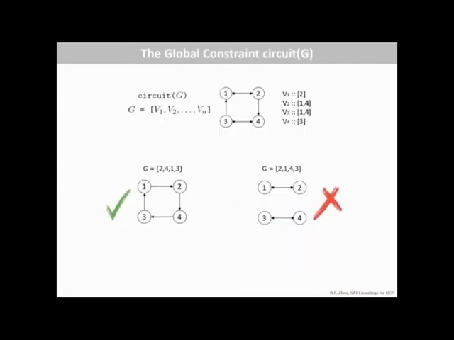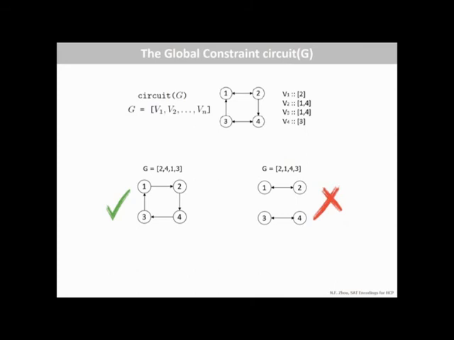Since HCP occurs in many combinatorial problems, CP systems provide a global constraint named circuit for the problem. Given a graph G represented by a list of domain variables, an assignment of these variables satisfies this constraint if the assignment represents a Hamiltonian cycle.